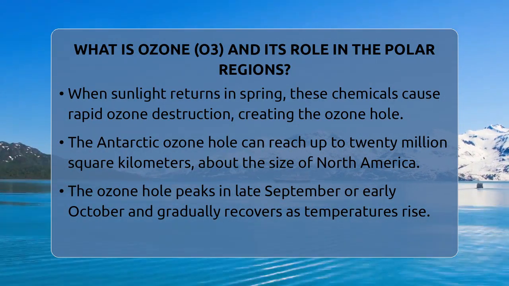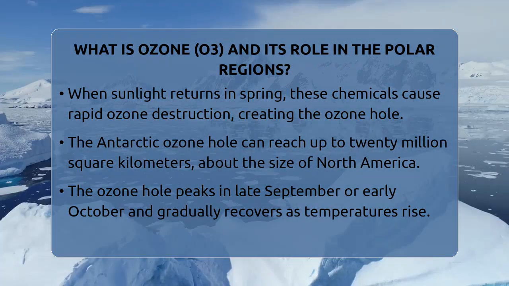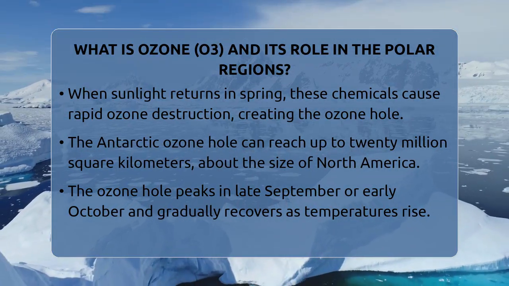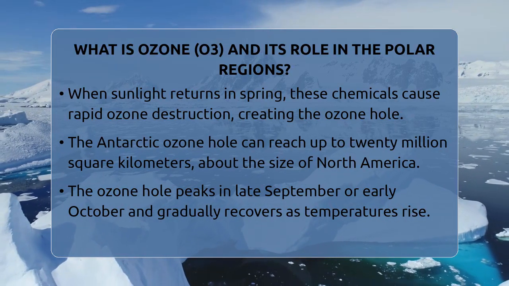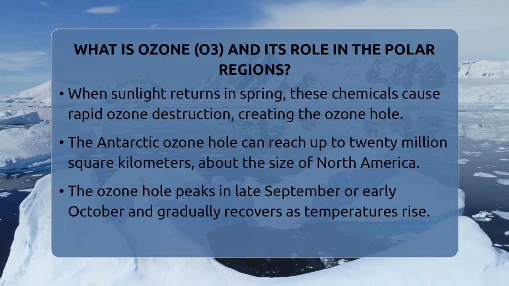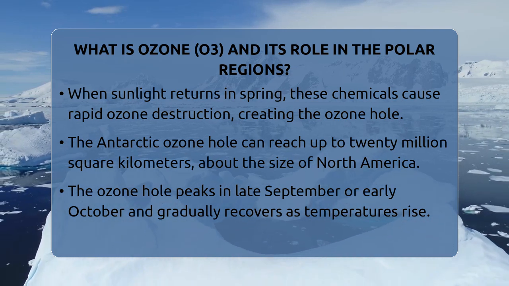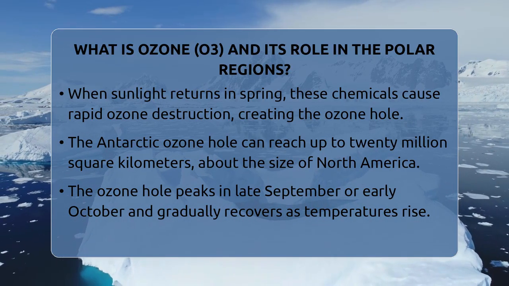The size of this hole can reach up to 20 million square kilometers, which is about the size of North America. The ozone hole peaks in late September or early October and then gradually recovers as temperatures rise and the polar vortex breaks down. The Arctic, or the northern polar region, also experiences ozone depletion but usually less severe.